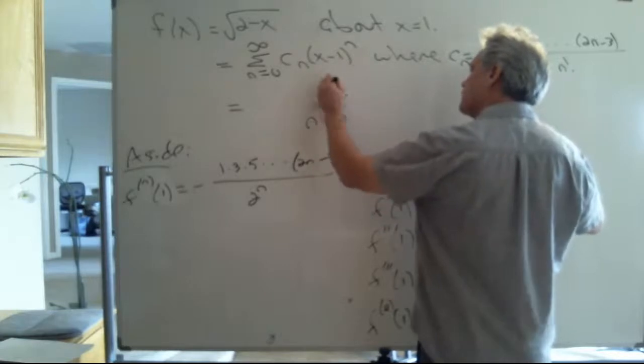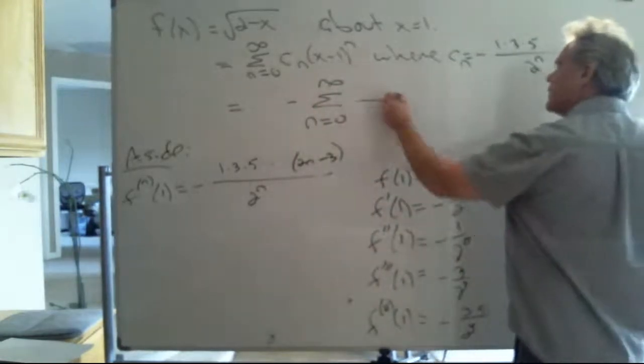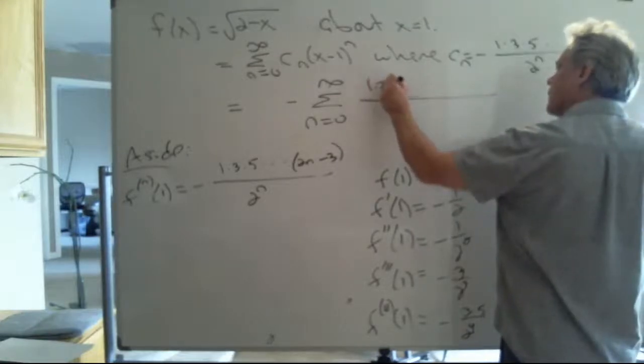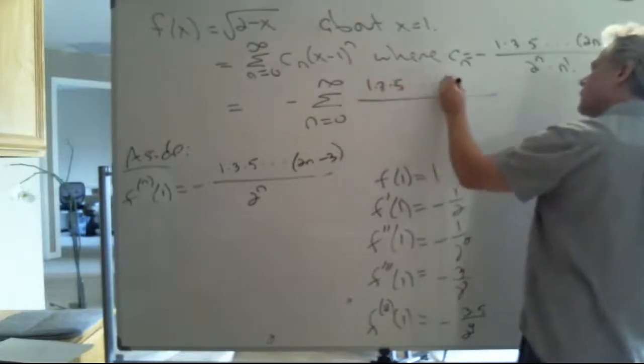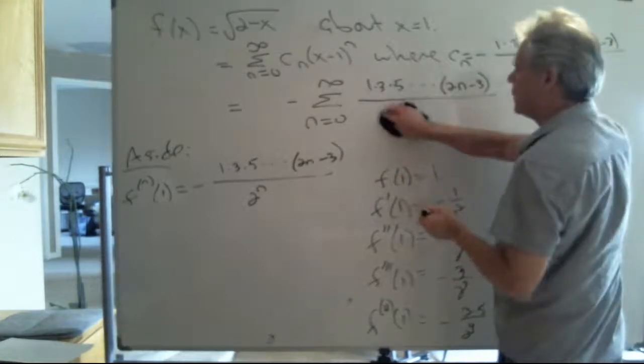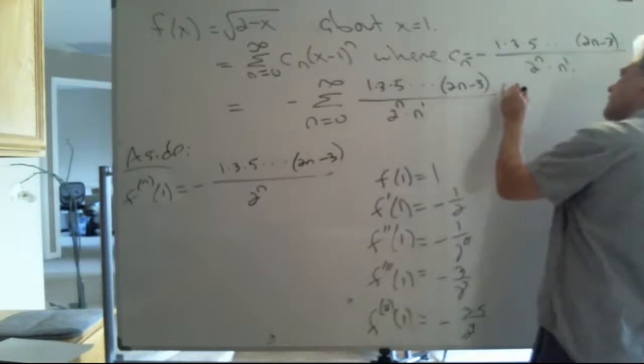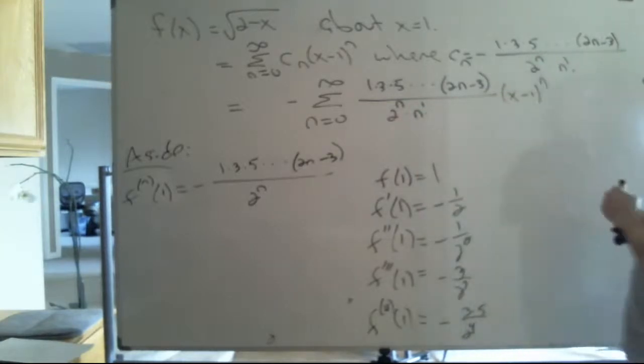Meaning, of course, my power series representation is going to be the sum as n ranges from 0 on up. I'll pull out the negative coefficient. Here's my C sub n, just copying what I have, times my x minus 1 to the nth power.